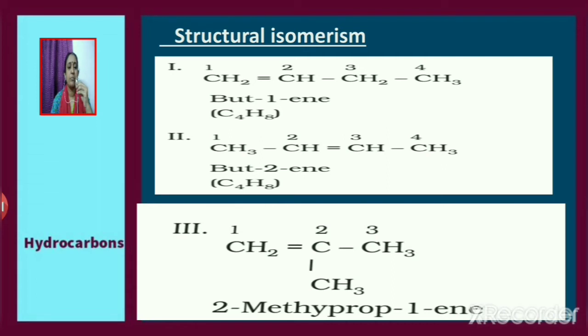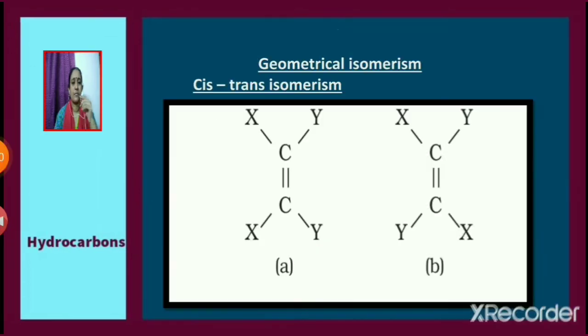Now consider but-1-ene and 2-methylprop-1-ene, or but-2-ene and 2-methylprop-1-ene. The difference in structure is due to the difference in the number of carbon atoms forming the longest chain. So but-1-ene and 2-methylprop-1-ene are chain isomers. Similarly, but-2-ene and 2-methylprop-1-ene are chain isomers. Thus, alkenes exhibit both position isomerism and chain isomerism.